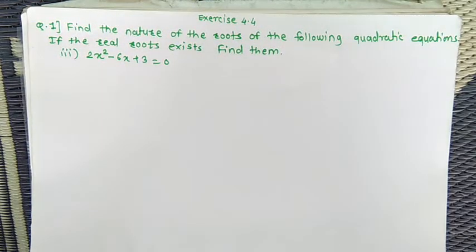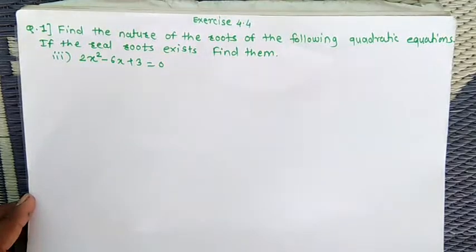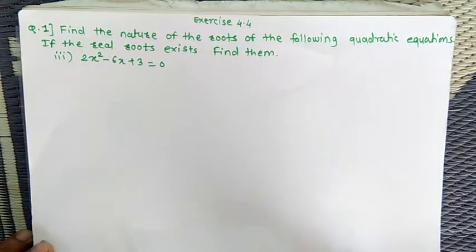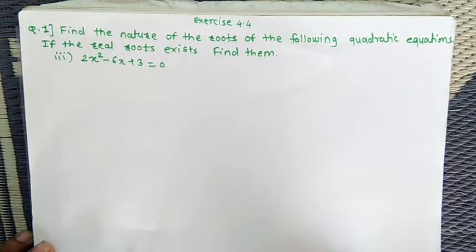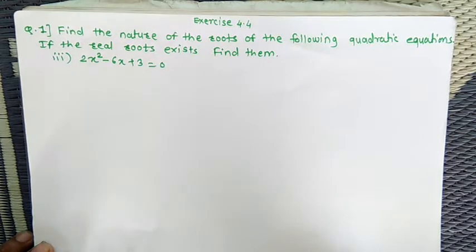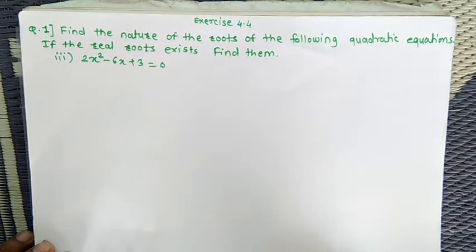Now we will see the second doubt, that is exercise 4.4, question number 1, sub question third. What is question number 1? Find the nature of the roots of the following quadratic equation. If the real roots exist, then find them. What we have to find? Nature of the roots. If the roots exist, then only we have to find those roots. Third question is 2x square minus 6x plus 3 is equal to 0. We have to check whether the roots exist or not.